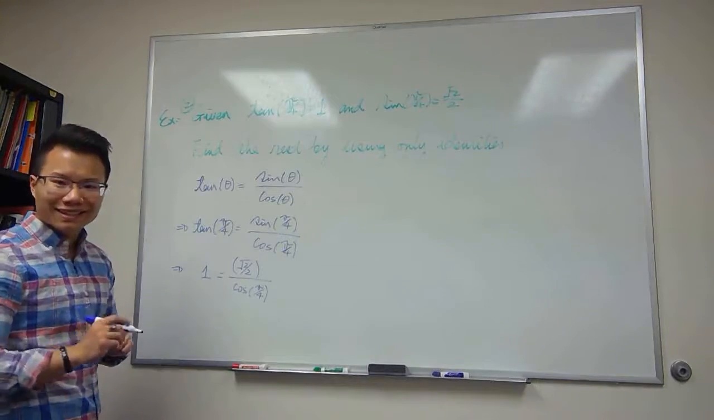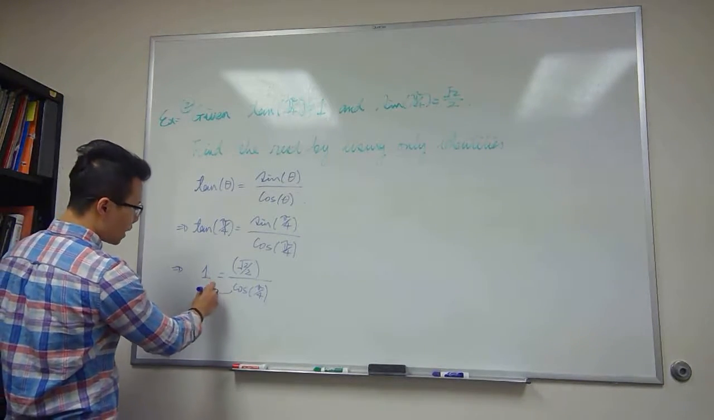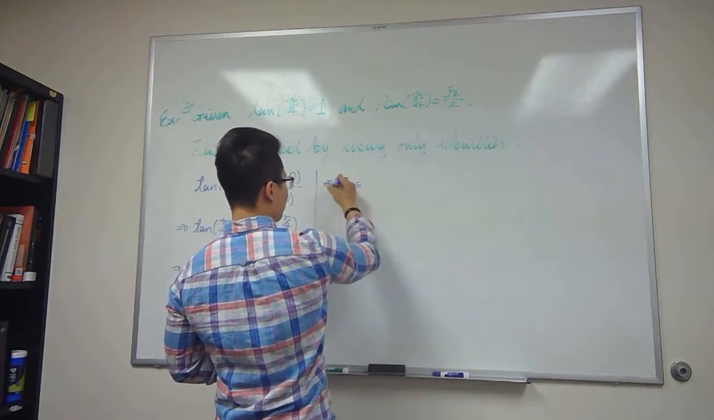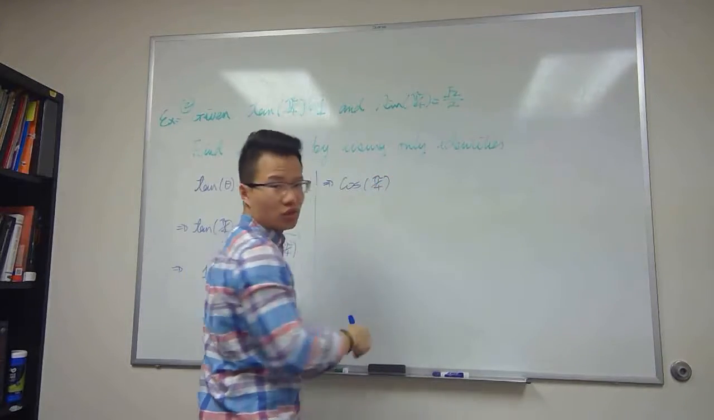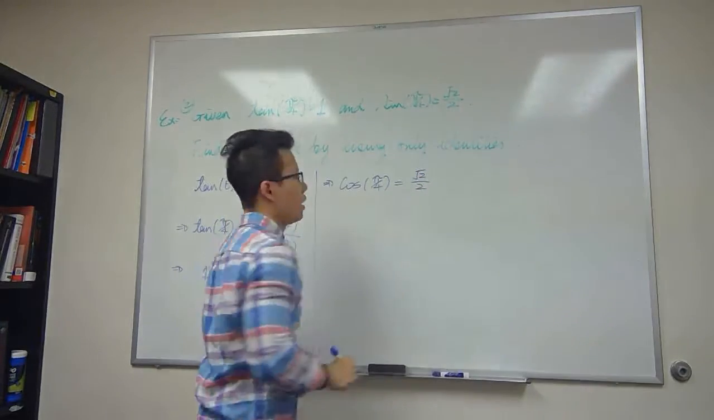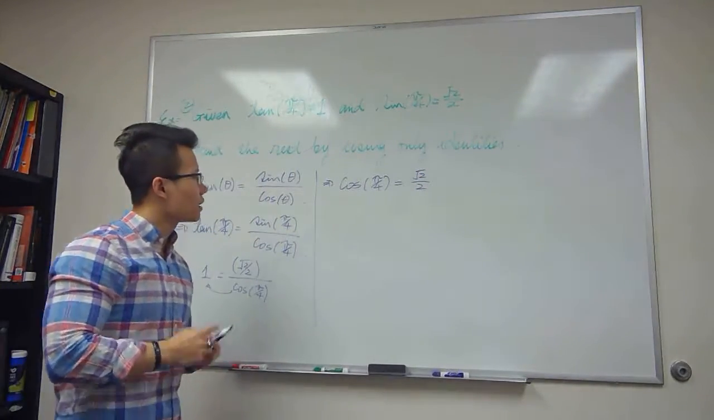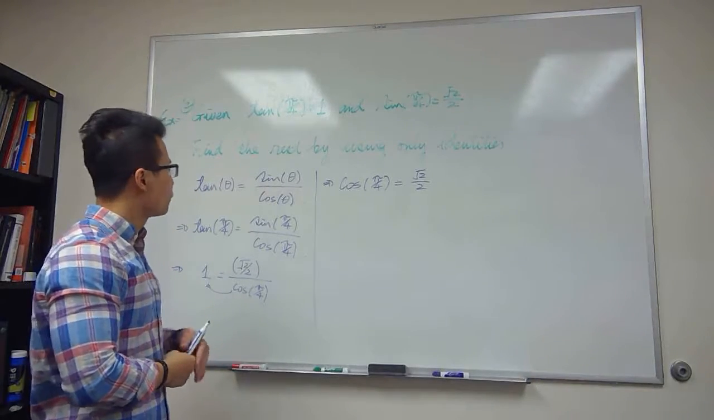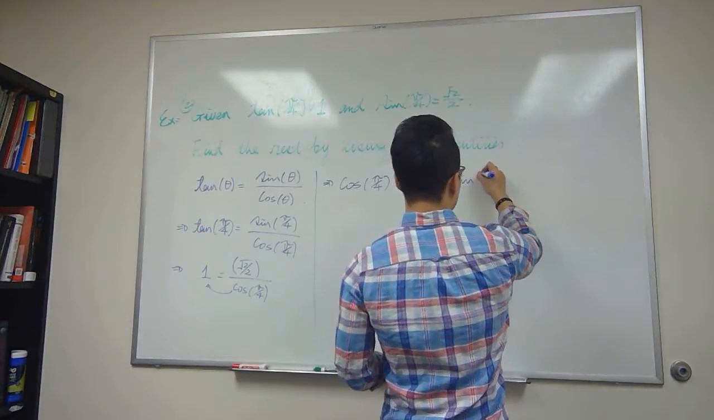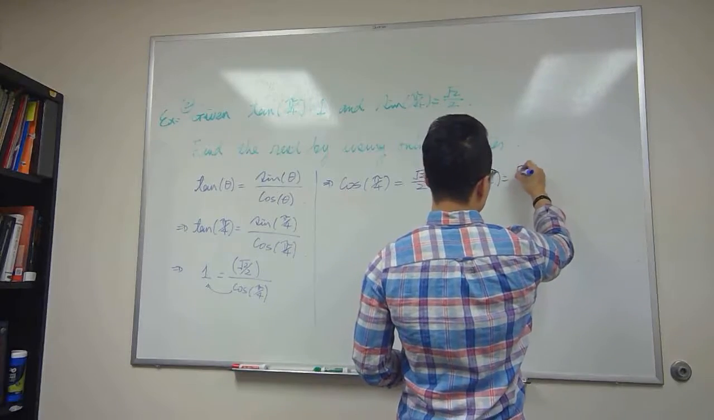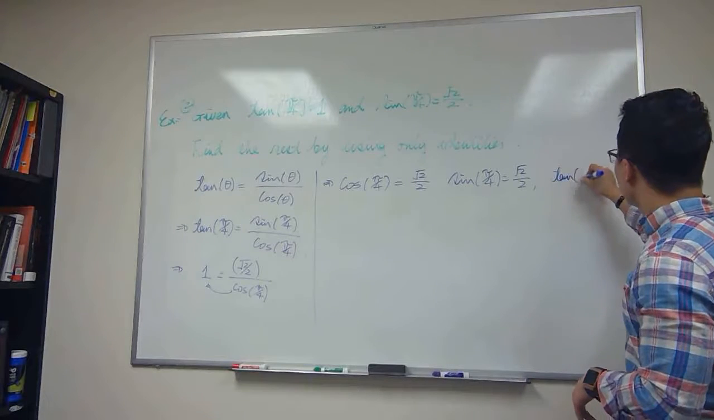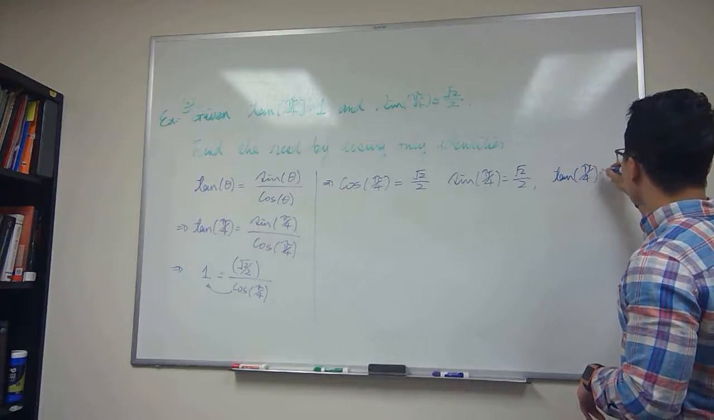So the next step is we just multiply the cosine of pi over 4 to the other side, and we get cosine of pi over 4 times 1, which is still just cosine of pi over 4, equals root 2 over 2. And we're done. And look at that, we got the cosine of pi over 4. So from here, we have cosine of pi over 4, we have sine of pi over 4, which equals root 2 over 2, and we also have tangent of pi over 4, which is 1.